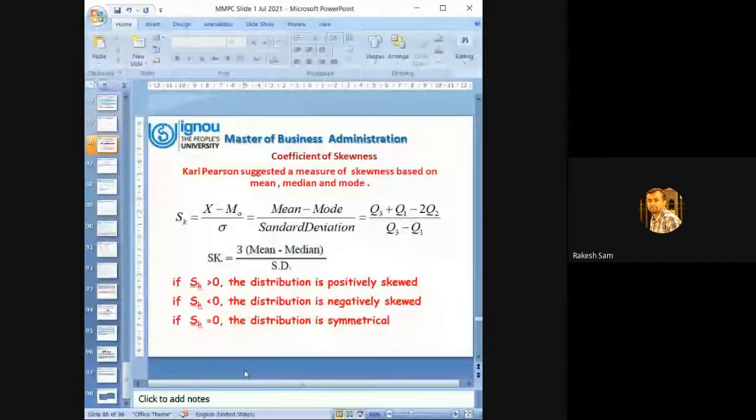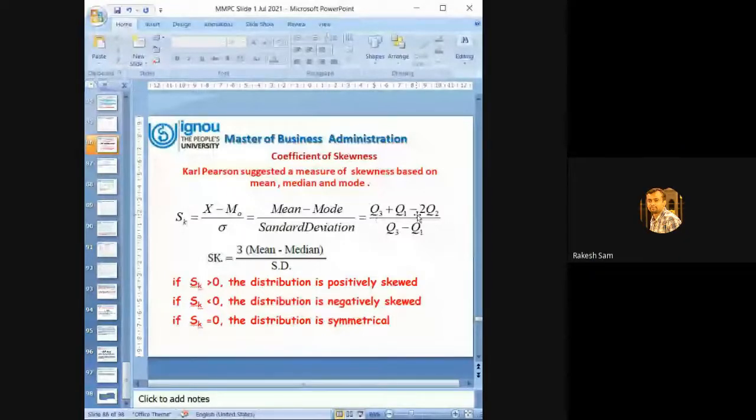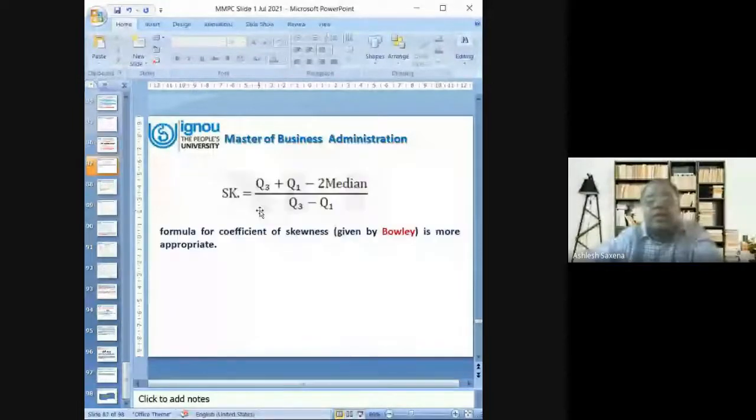But this is the Pearson formula, the next one which you are talking about. Here is the formula, which I am rolling: Q3 plus Q1 minus 2 median upon Q3 minus Q1. Your Q2 is the median.